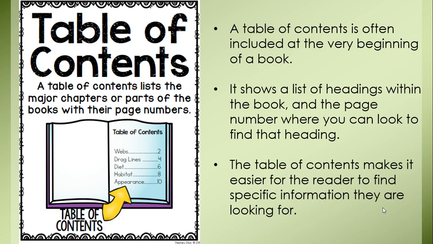Our next text feature is Table of Contents. A table of contents lists the major chapters or parts of the book with their page numbers. A table of contents is often included at the very beginning of a book. It shows a list of headings within the book and the page number where you can look to find that heading. The table of contents makes it easier for the reader to find specific information they are looking for. If we wanted to read about spiderwebs, I would flip to the front of the book for the table of contents and look for webs. It shows that the section about webs starts on page 2.